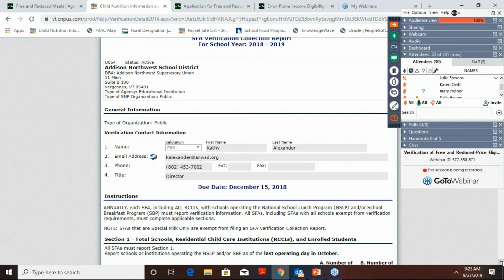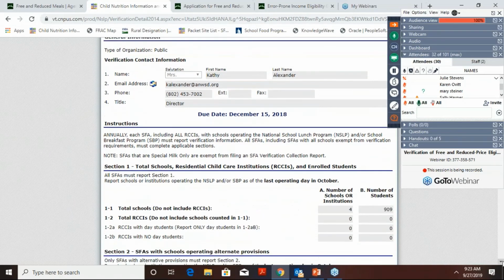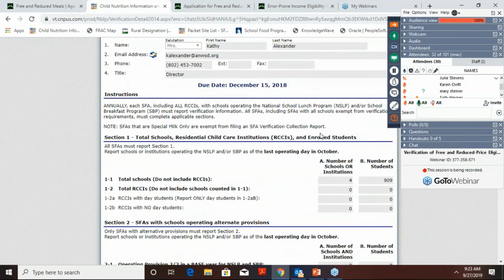The top is where you put the contact information for that verification official. It also includes the information about who needs to be completing the verification process and who needs to be completing the report. And remember, the only exemption for not completing a verification report are special milk folks.